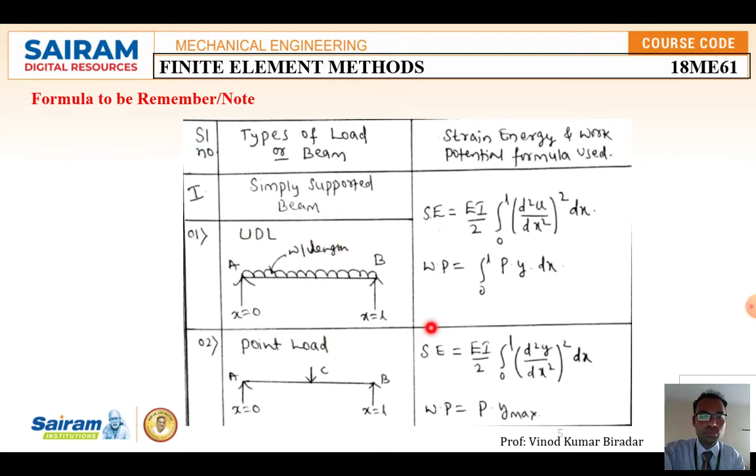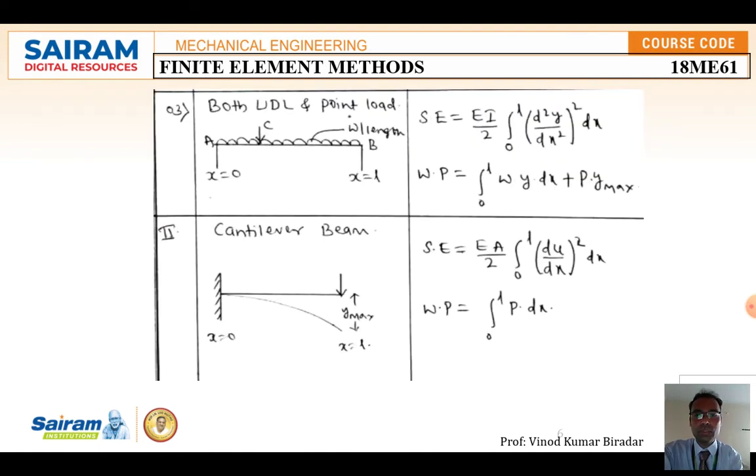For a point load, use this formula: strain energy is equal to EI by 2 integral from 0 to L of (d²y/dx²)² dx, and work potential is equal to load into maximum deflection. For both UDL and point load together, strain energy is again EI by 2 integral from 0 to L of (d²y/dx²)² dx, and work potential is integral from 0 to L of weight into y dx plus load into y, that is, the maximum deflection.